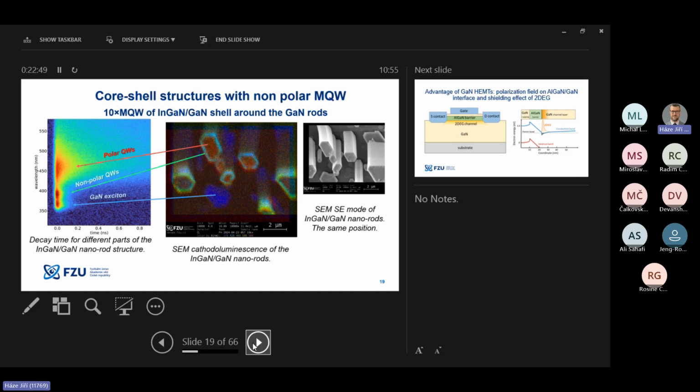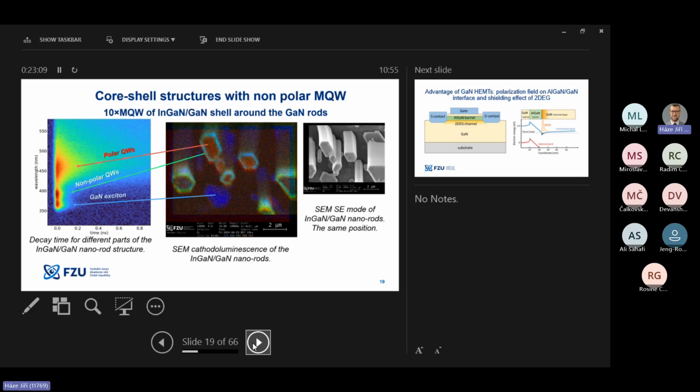And this is the polar quantum well. It's still quite fast. It's below 1 nanosecond, but these nonpolar ones, which are on the side of the nanorods, are even faster.